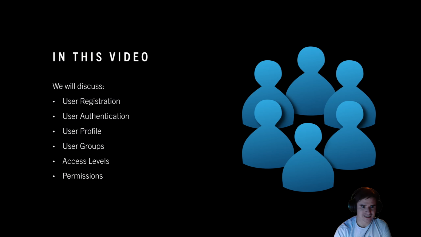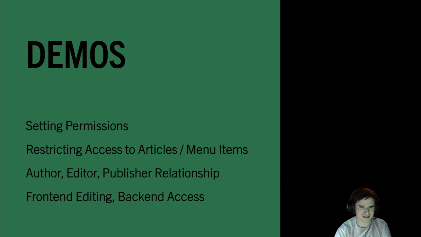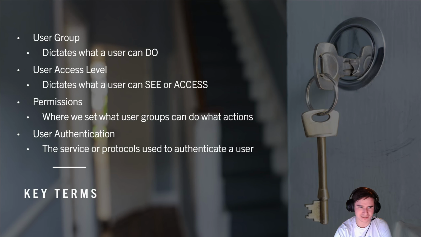So in a bit more detail, that's going to cover user registration, authentication, profiles, groups, access levels, and permissions. We're going to demo how to set these permissions, to create users with these permissions, how to change these permissions, how to restrict access to articles and menu items based on those permissions. We're going to talk about the relationship between author, editor, and publishers. And we'll also talk a bit about front end editing and back end access.